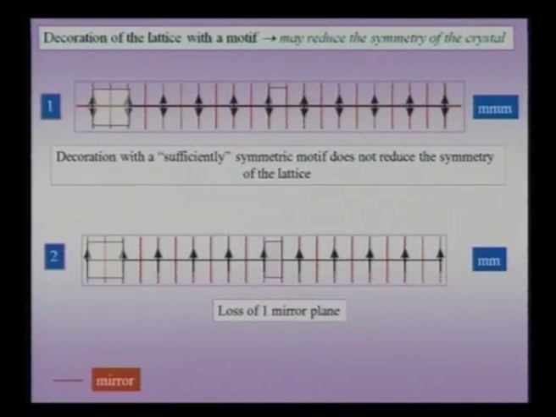Now, suppose I put a motif, and the motif is a double ended arrow, an arrow which extends from top to bottom. Then I see, of course, this is my unit cell of the lattice, which is extending from here to here. And what happens to the symmetry? I clearly see the symmetry of the lattice has been conserved, it has been maintained. There is no loss in symmetry when I put my motif. In other words, what is the symmetry of the crystal which I have obtained? The symmetry of the crystal is MMM.